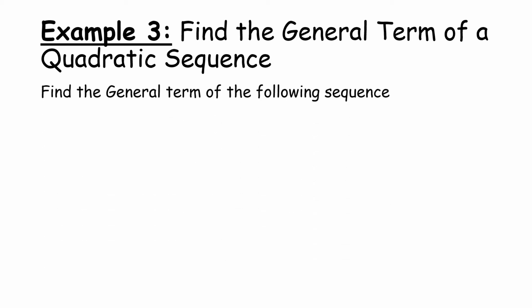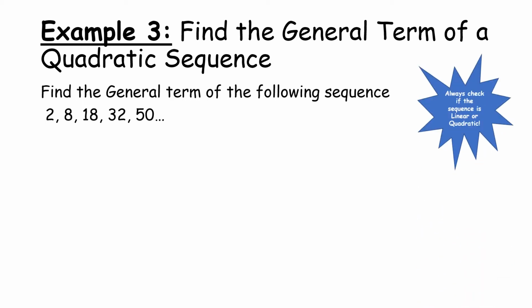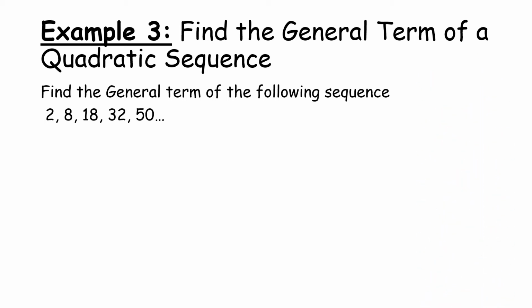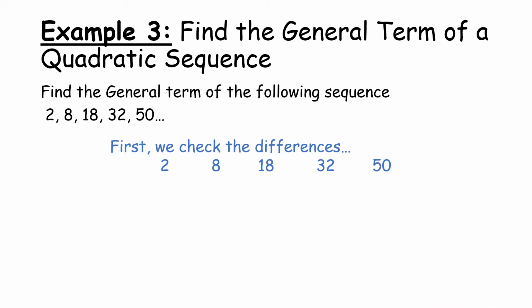So find the general term of the following sequence: 2, 8, 18, 32 and so on. So always check if the sequence is linear or quadratic. We're always going to check, because in this case, although I said it in the heading, the question itself did not tell us it was quadratic. So let's double check our differences. We add 6, add 10, add 14, add 18.